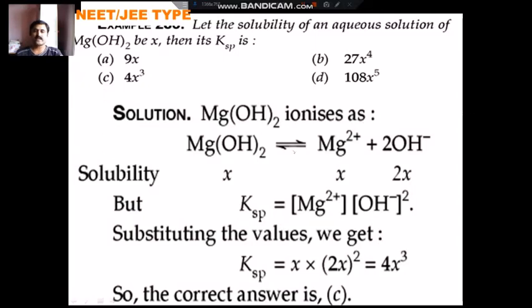Magnesium hydroxide ionizes in equilibrium as Mg(OH)2 with Mg2 plus and 2OH minus. Solubility, if you consider X, 2X, then Ksp of this magnesium hydroxide is Mg2 plus into OH minus ion concentration whole power 2. Substituting the values obtained in the equation, x into 2x whole square will become 4x cube. So the correct answer is 4x cube.